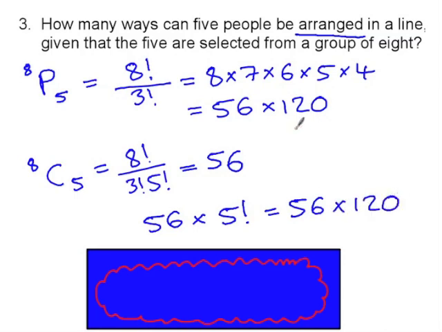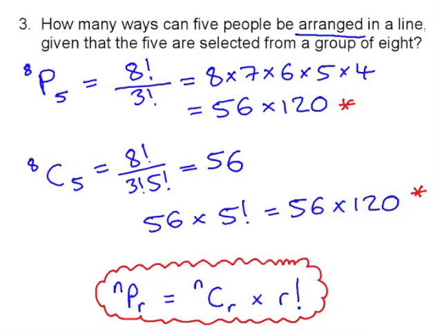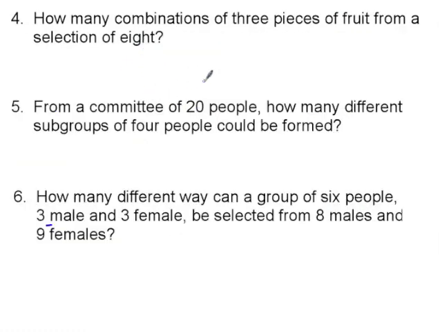So either method, going straight to permutations, or first choosing and then arranging, will result in the same answer. It's worth making a note of this connection between the number of permutations and the number of combinations. If I want the number of permutations, I first choose the R objects and then I arrange the R objects. Before I work through these next 3 examples, I'd like you to pause the video and try them on your own.